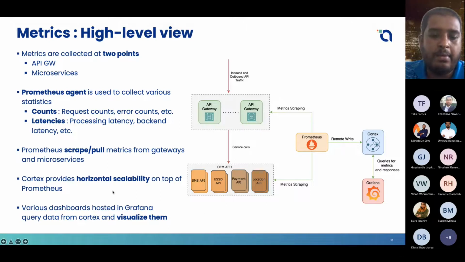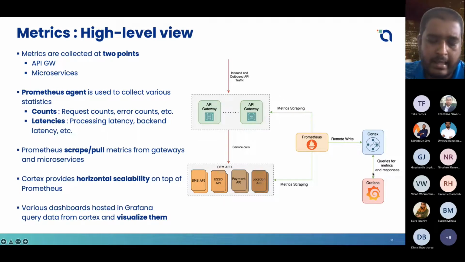As I explained before, Prometheus is actually not a horizontally scalable, multi-tenant software tool. So we had to look for a solution to provide horizontal scalability on top of Prometheus. Cortex is the answer. Prometheus has a remote write API, so it remote writes the data to Cortex, and Cortex will store this data in cloud storage.